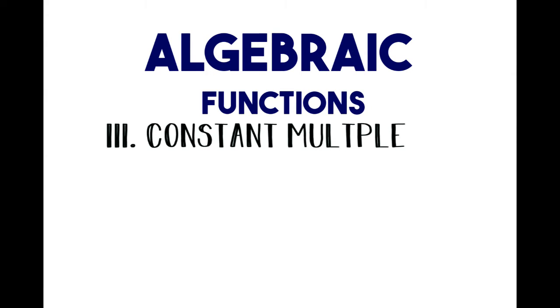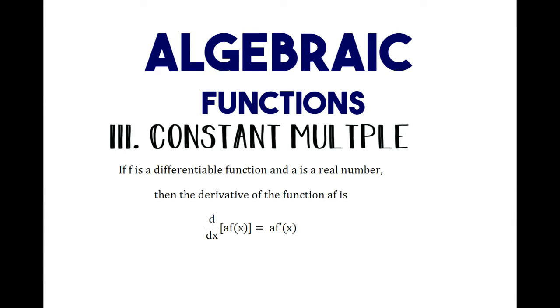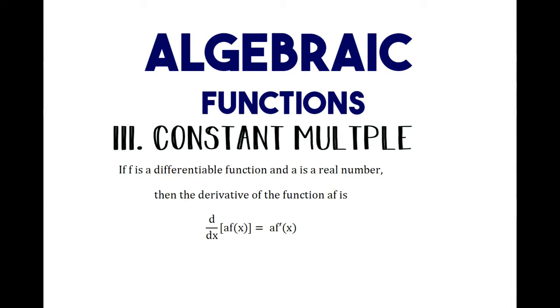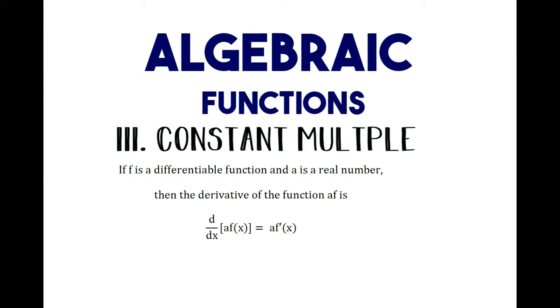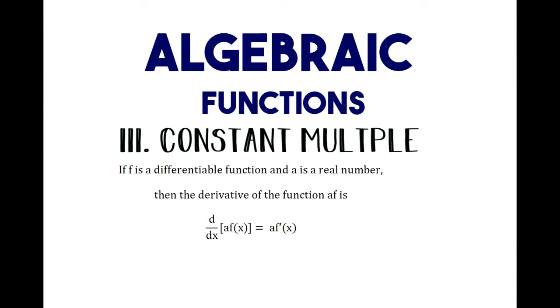The constant multiple rule. It states that if f is a differentiable function and a is a real number, then the derivative of the function af is equal to a times the derivative of f, or a times f prime of x.